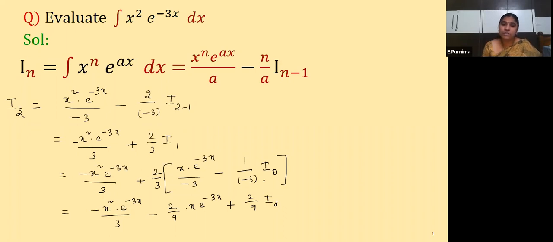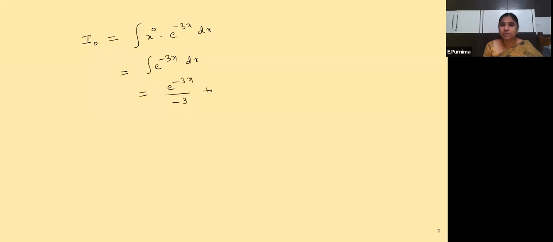But what is the I naught value? Just now we have discussed, no? So what is I naught, children? Let us calculate I naught here. I naught is equal to integral of x to the power of 0 into e to the power of minus 3x dx, which is nothing but e to the power of minus 3x by minus 3 plus c.